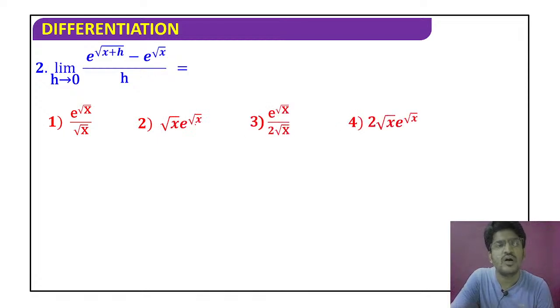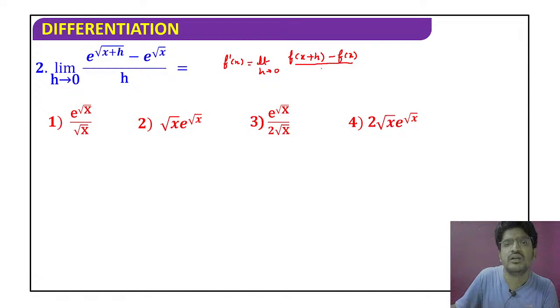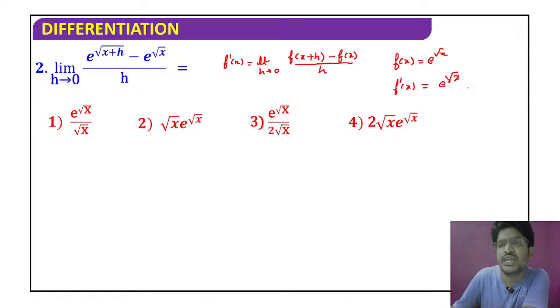Clear? Okay. So you just see this is from first principle method, that is f dash of x is equal to limit h tending to 0, f of x plus h minus f of x divided by h. Okay, so here the f of x is e to the power of root x. So now if f of x is e to the power of root x, all of you know that differentiation of e to the power x is again e to the power x, but here you have root x, so that will be 1 by 2 root x.